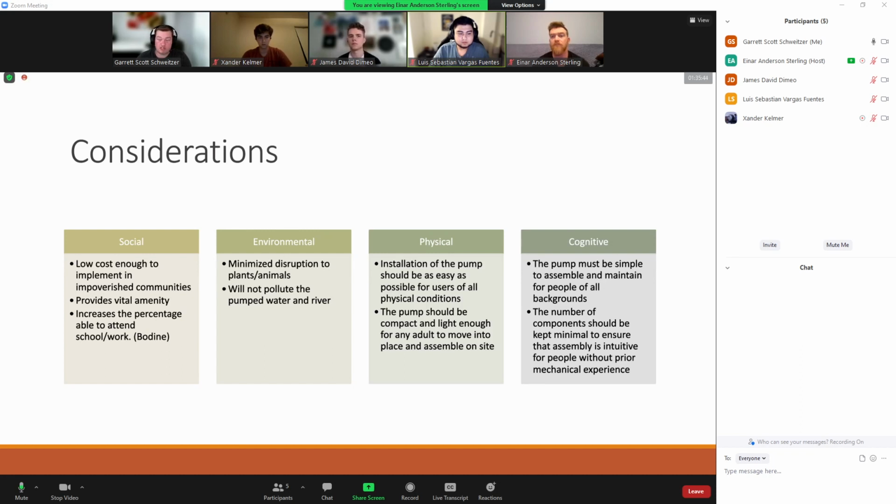For cognitive considerations, the pump should be simple to assemble and maintain, because once again we have people of various backgrounds working with it, and the number of components should be kept minimal to ensure that assembly is intuitive and that people without mechanical experience can handle setting up the system.